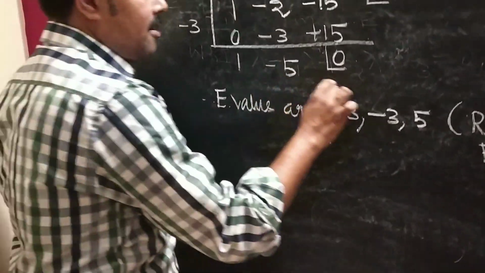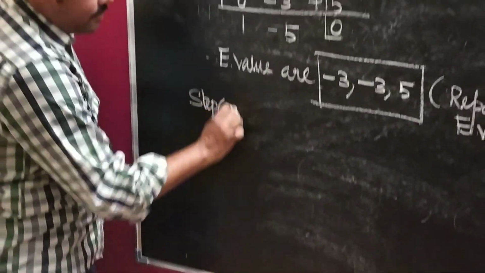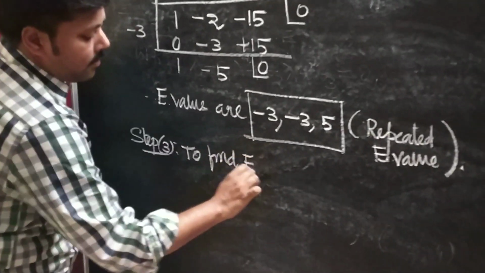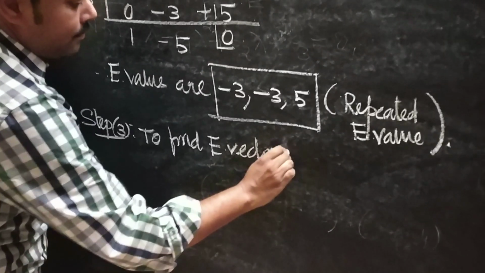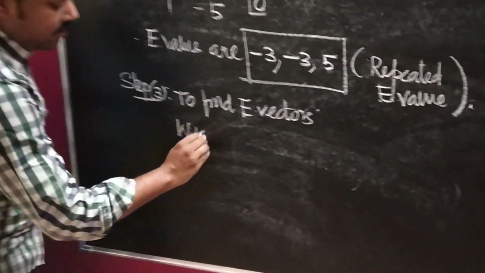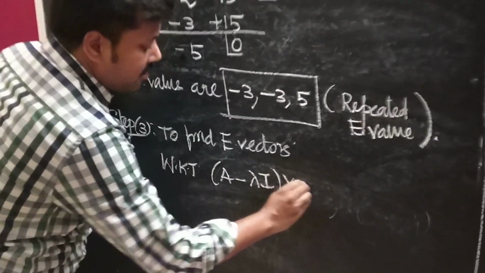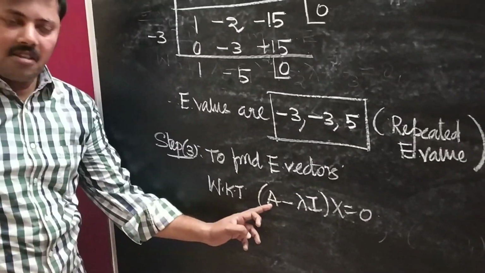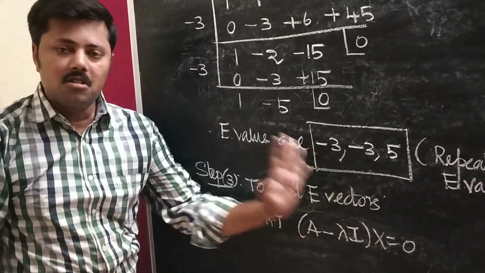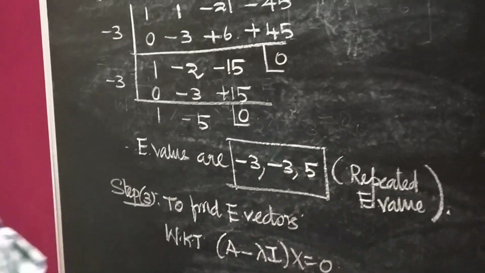Right. And then what is the next step? Third step is to find eigenvectors. What is the eigenvector equation? A minus lambda I into x equal to 0, where A is the given matrix, lambda is the eigenvalue, I is the unit matrix, x is the non-zero column vector. Substitute the values.